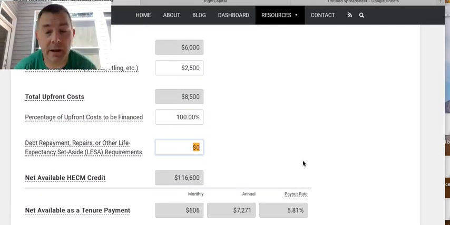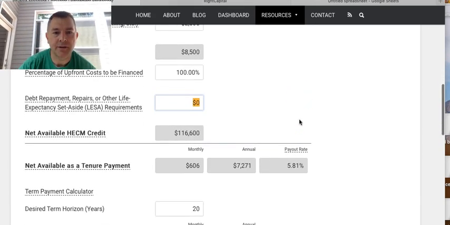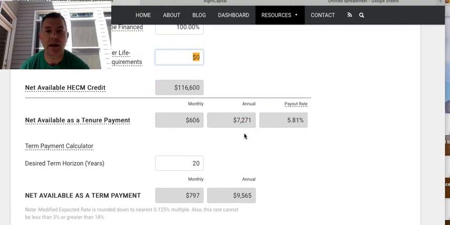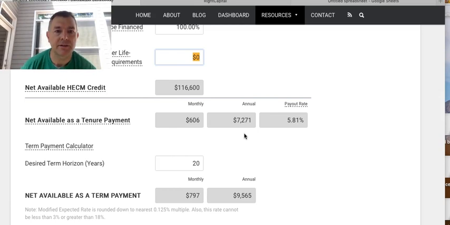Okay, so basically this is good. We are not going to have any equity at her death, but she has $116,000. She could take it as a lump sum, or she'll get a monthly payment, a 10-year payment of $606 a month.